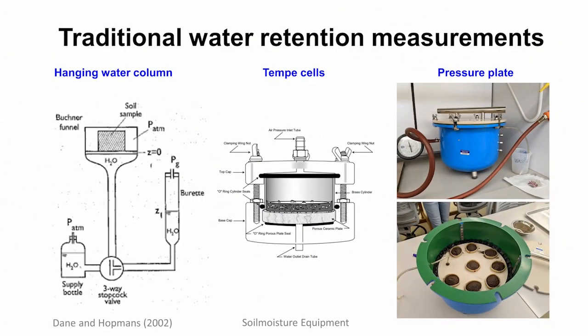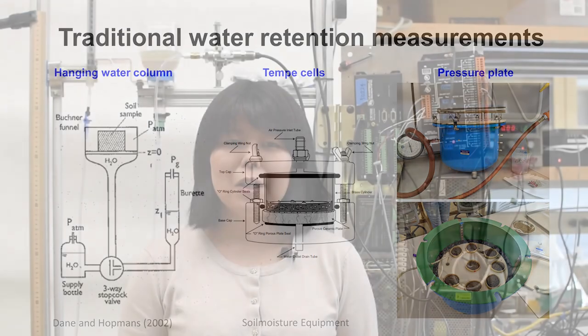Traditionally, water retention measurements were collected manually using various methods, including hanging water column, Tempe cells, and pressure plate. However, manual measurements are time-consuming because they involve stepwise matric potential adjustments and require wait time for equilibrium conditions. Therefore, our objective was to design an automated system to measure the hysteretic water retention of porous media.